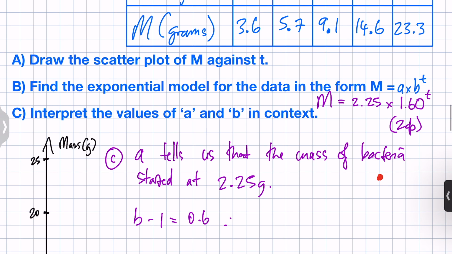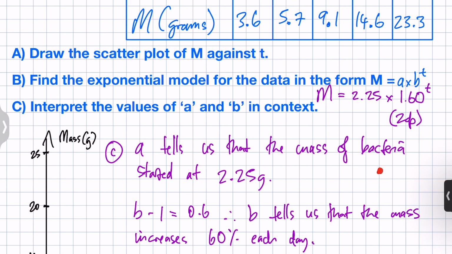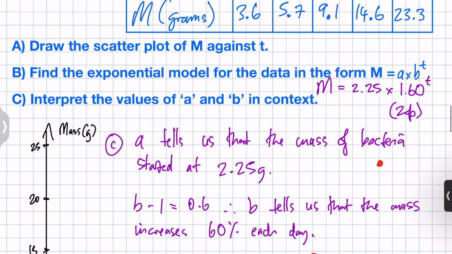So therefore, B tells us that the mass increases 60% each day. Because what is the X variable? It's days. That's how you interpret that. Can you get that down, please? And then I just need to show you how to answer the 2 question types that SACE likes to throw at us for these kind of questions.